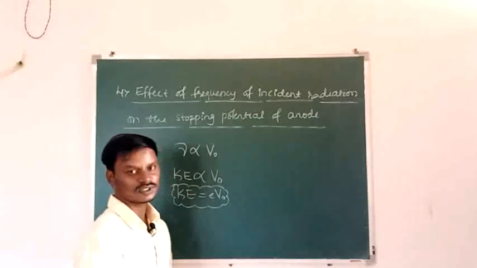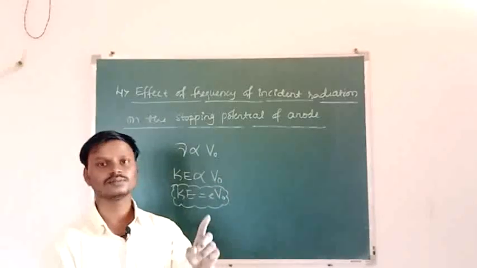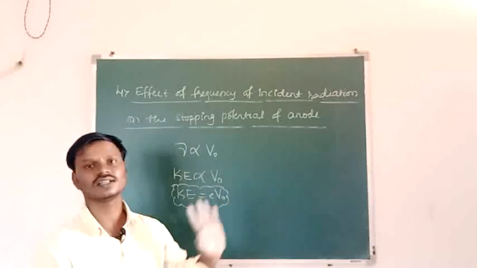As the kinetic energy of the ejected electron increases, we have to increase the stopping potential of the anode, to stop the fast moving electrons.